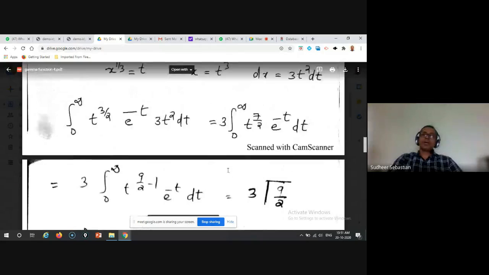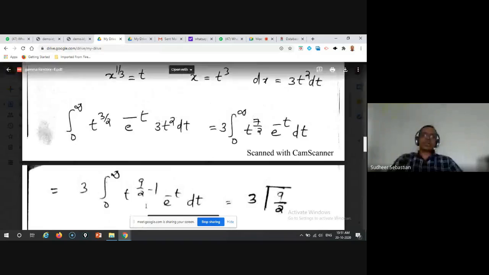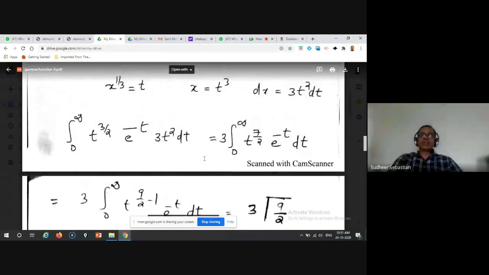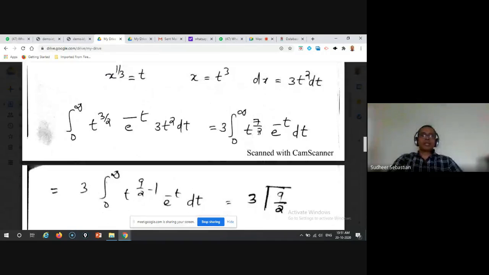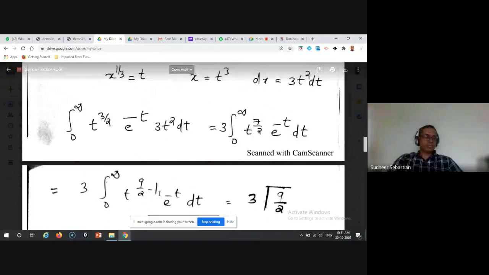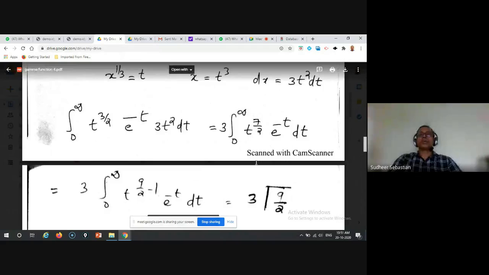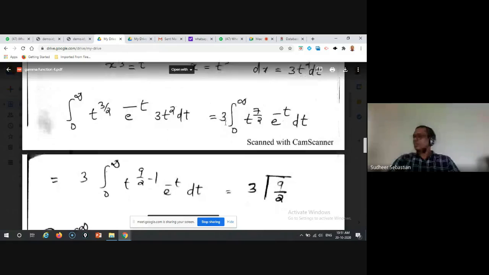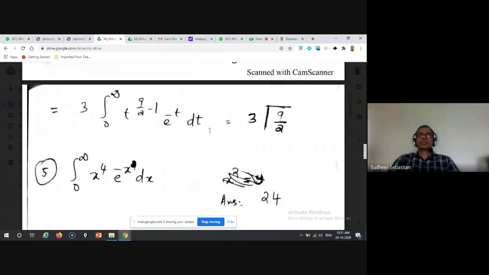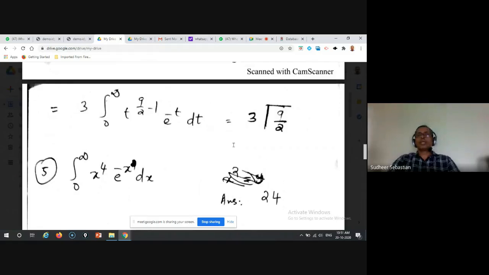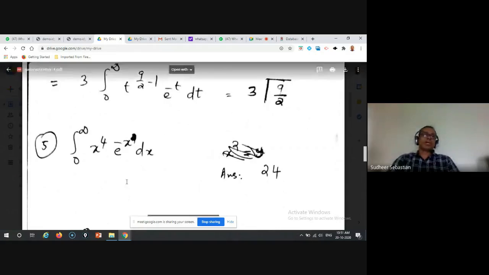7 by 2 can be written as 9 by 2 minus 1. Here you will get t to the power 7 by 2, that can be written as 9 by 2 minus 1. So you will get 3 gamma 9 by 2. Then similarly you can do this.